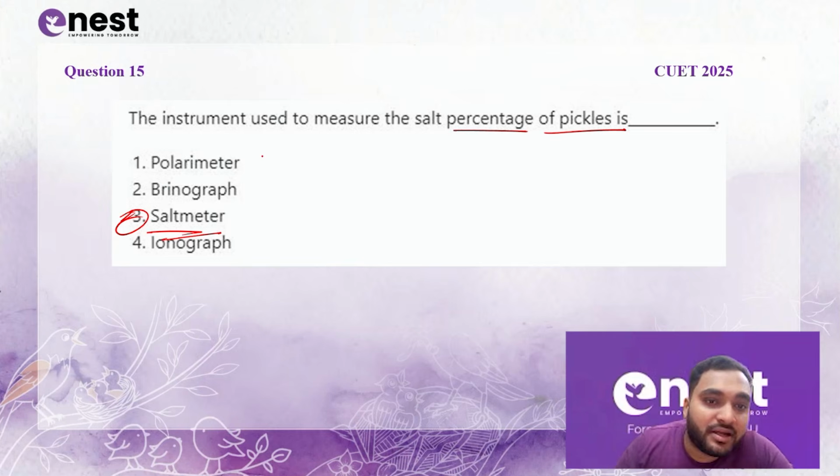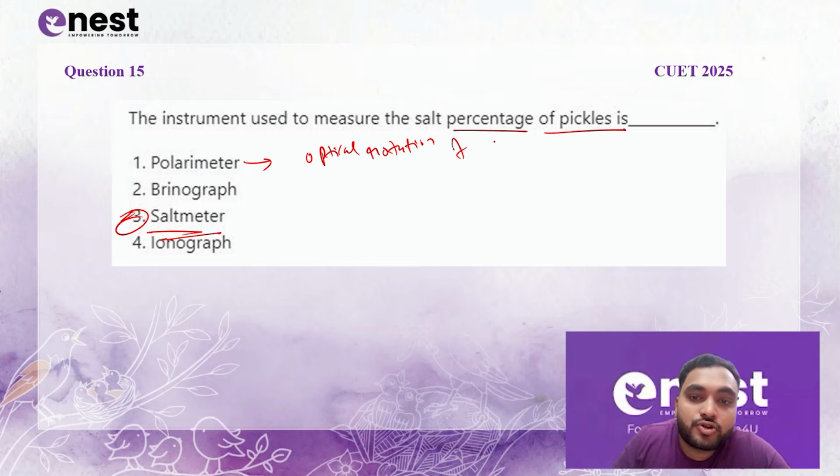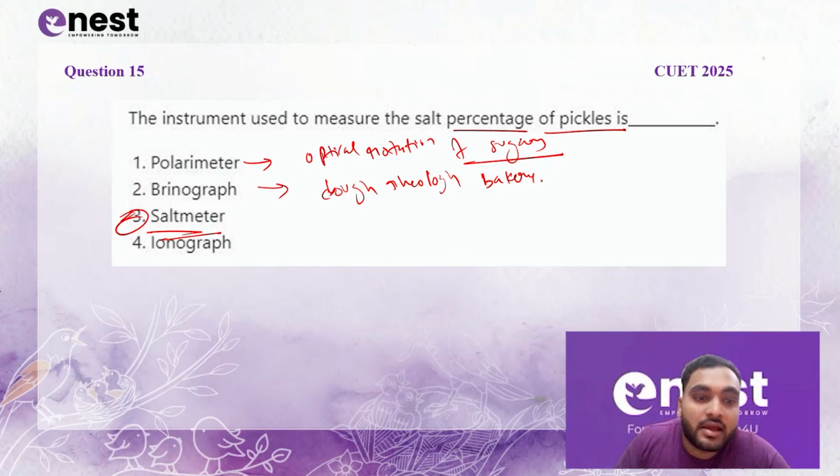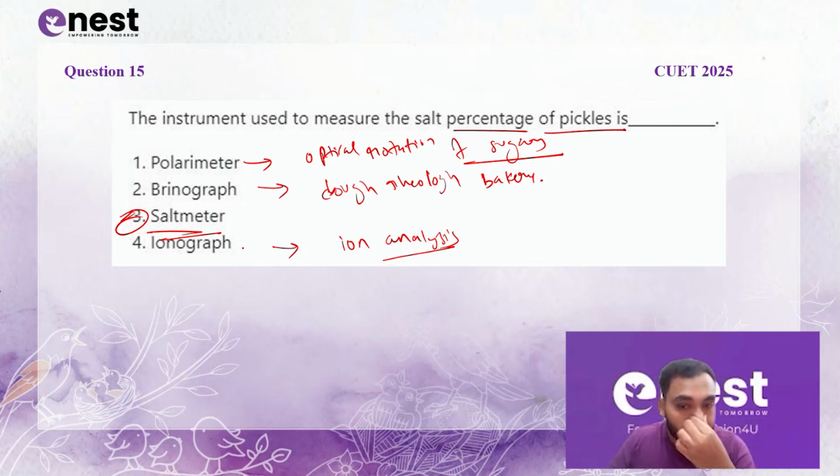If you talk about polarimeter, it measures the optical rotation of sugars. If you talk about the brinograph, it measures the dough rheology in bakery. And if you talk about ionograph, it is used in ion analysis. So salt meter is the right option for this question.